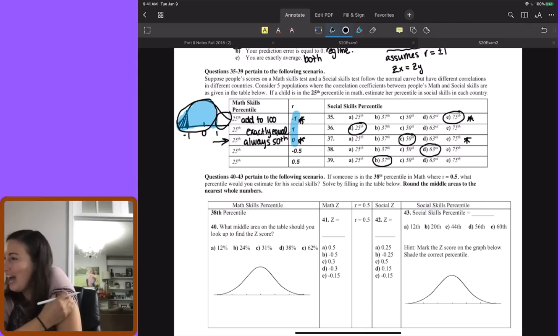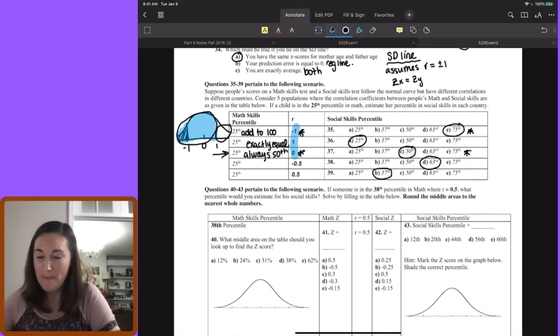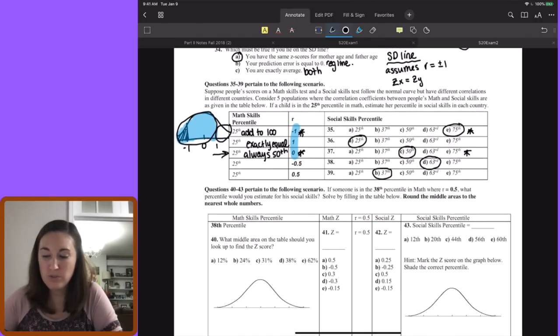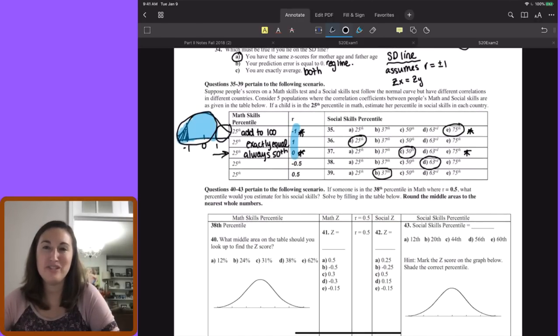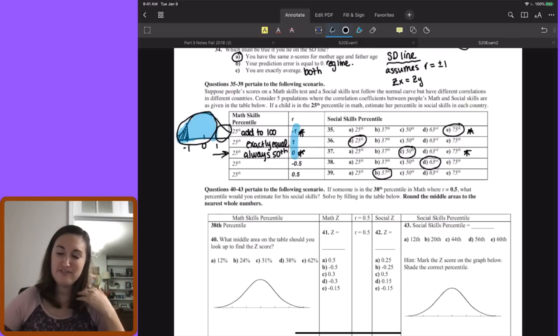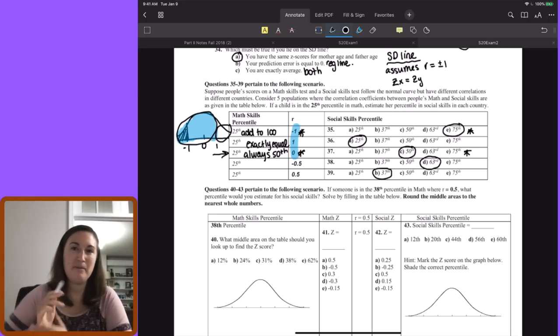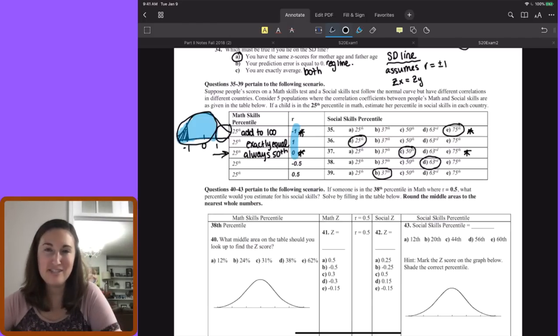Let's see. I'll explain this one again, just in case anyone missed it. So basically, r equals 0, r equals 1, and r equals -1. I kind of skipped the steps for doing this and just thought about what that means. So r equals 0, no correlation between math and social skills. Knowing math tells me nothing about social skills, so I just have to make a guess. So I guess the 50th percentile.